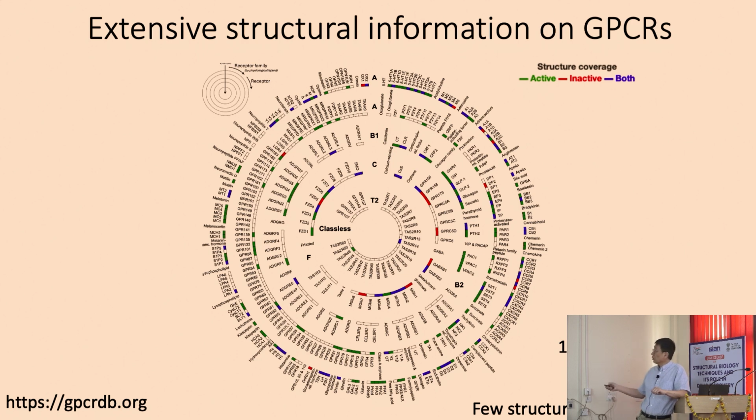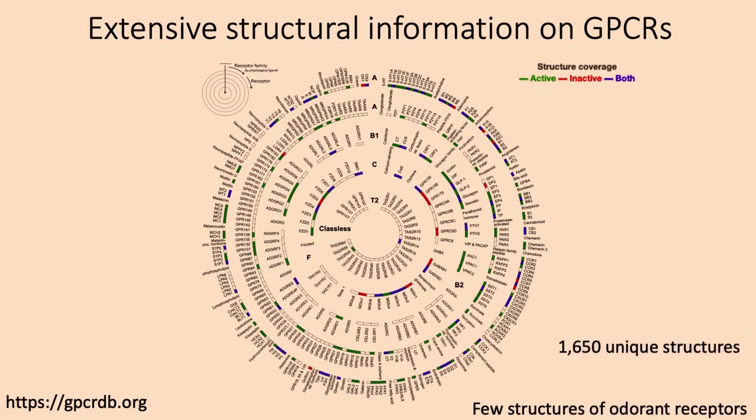Class A, going all the way around the circle, not done yet. Another class A all the way around the circle. So class A really has a lot of members and a lot of structural information as well. Green means the active state has been determined. Red means the inactive state. Blue means both the active and the inactive state of the GPCR have been determined. So you can see that for class A, there is a lot of structural information.